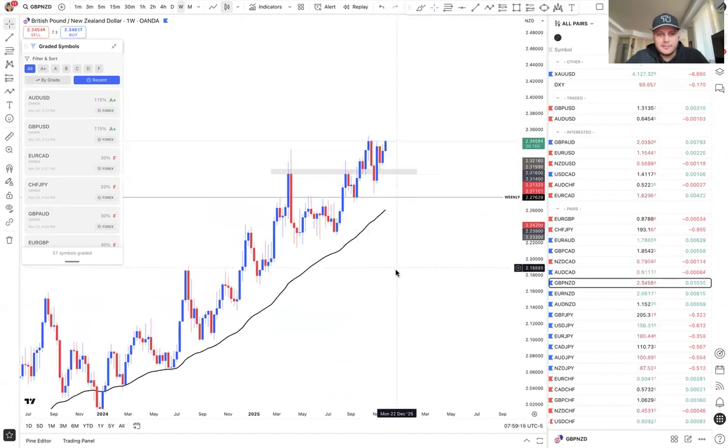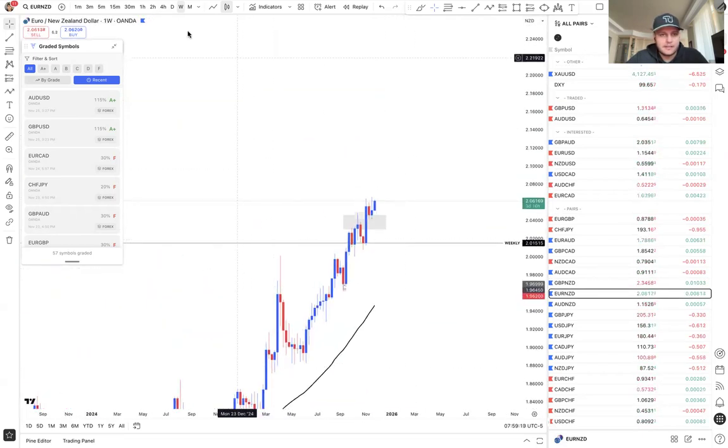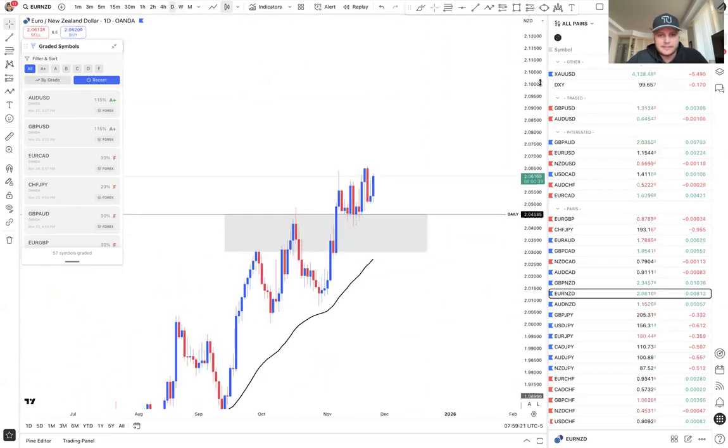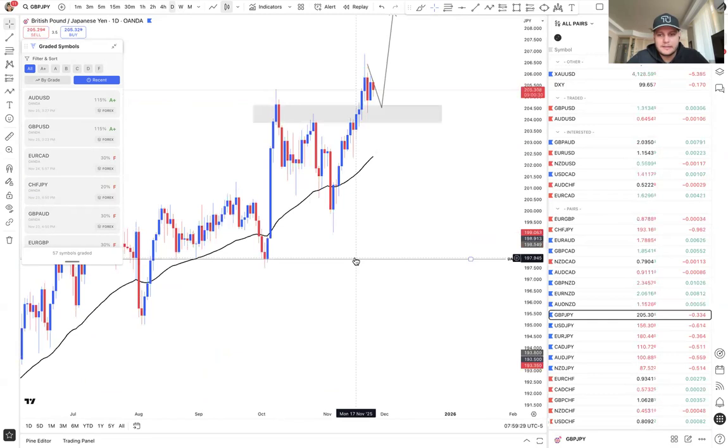GBP NZD basically at a higher high, not interested. Same thing here, basically at a higher high, not interested. Same thing here. We never retested that previous structure, not interested.